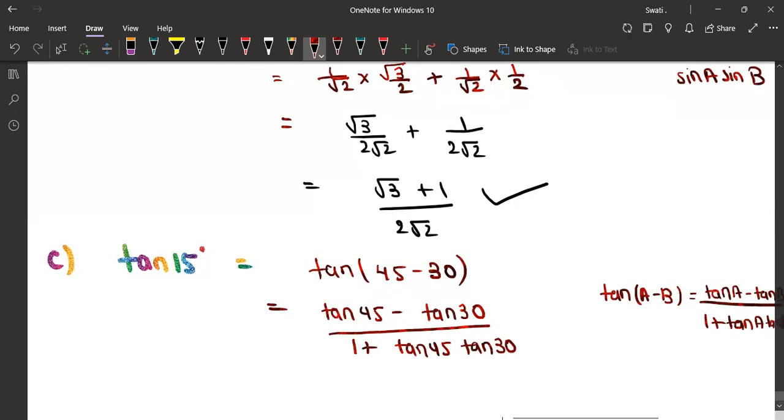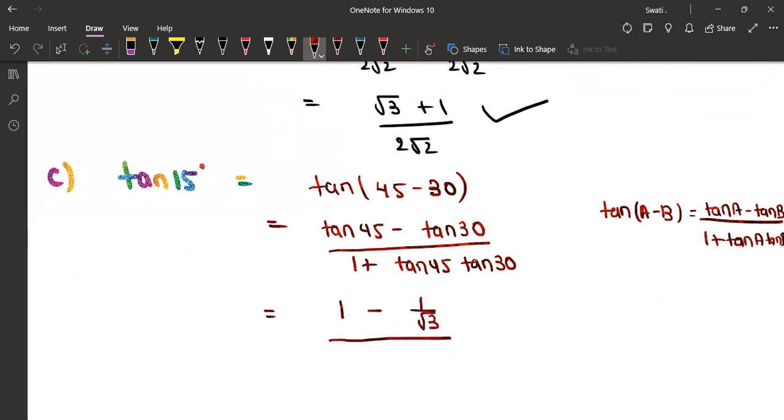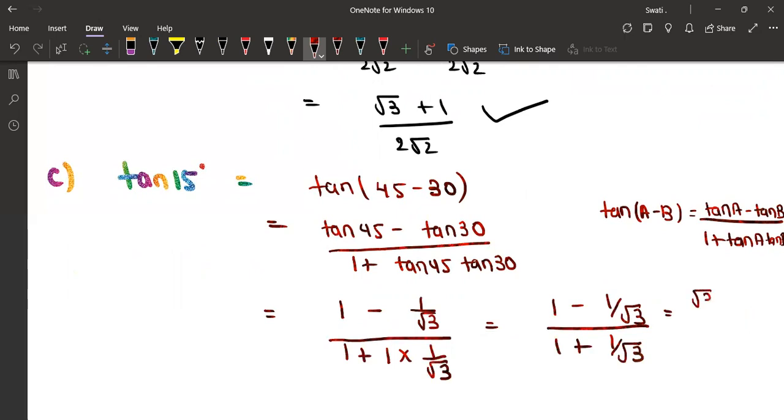Okay, now, of course, just like we had the values for sine and cos, we have the values for tan as well. So the value of tan 45 is 1, minus the value of tan 30 is 1 upon root 3, upon 1 plus tan 45 is 1 and tan 30 is 1 upon root 3. If you simplify this, it is 1 minus 1 upon root 3, upon 1 plus 1 into 1 is 1 upon root 3. I'll take the LCM in the numerator. So this will become root 3 minus 1 upon root 3, and this will become root 3 plus 1 upon root 3.